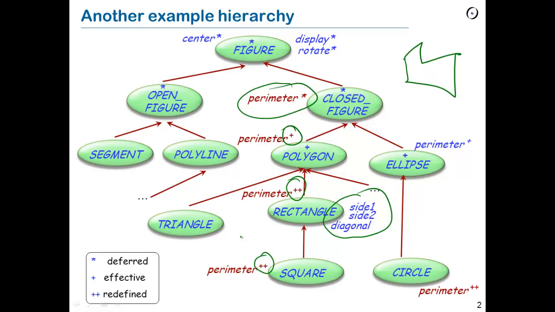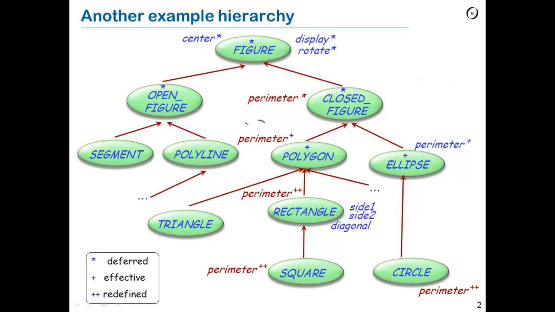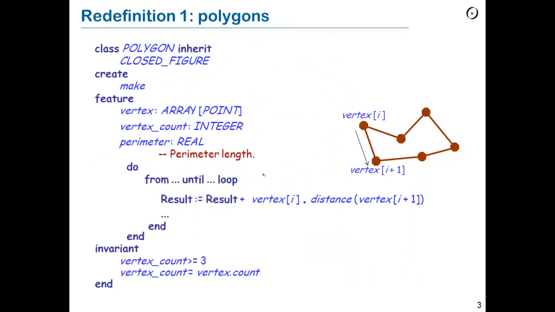So this is typical of why we use deferred classes and features. It's to capture abstractions with operations that are known to be necessary at a certain level, but not yet implemented. At the level of polygon, then perimeter is implemented. That's what the plus means, effective, in other words, implemented. And at the level of rectangle, we are going to redefine the notion of perimeter, or more precisely the implementation of perimeter, which is what the double plus means, and we're going to see these implementations in a second. Okay, so this is the overall inheritance hierarchy, and let's now look at some of the code, or at least a sketch of the code.